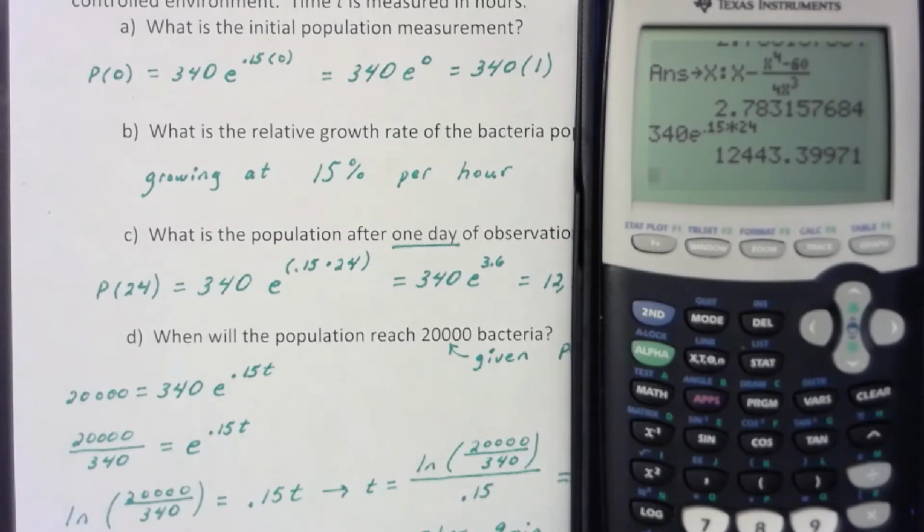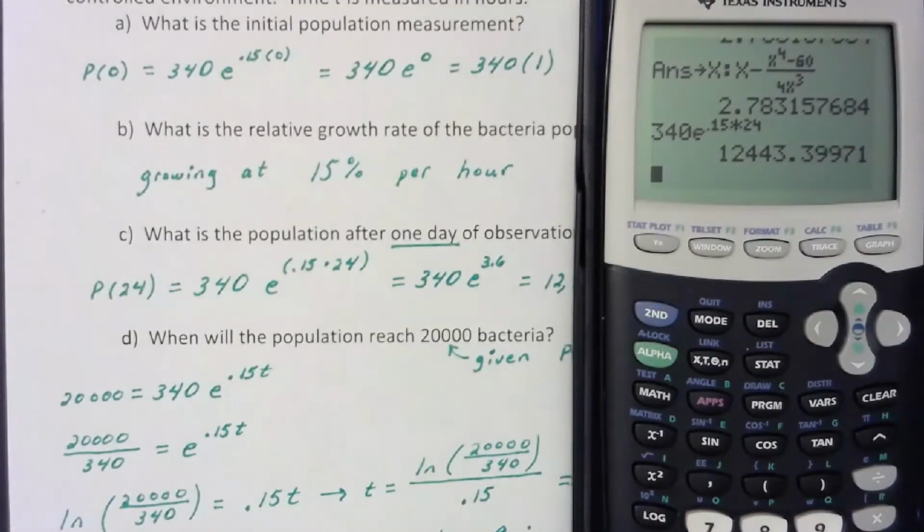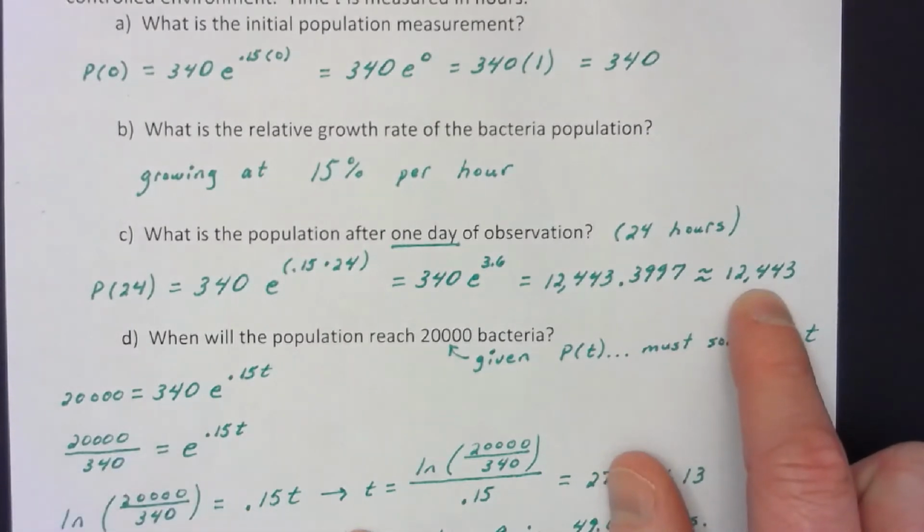Now, in a problem like this, though, you need to keep in mind that what we're trying to do is round to the nearest number, because we can't really have 0.39971 of a bacteria. So you just say, well, round to the nearest number of bacteria, which in this case is going to be your 12,443.